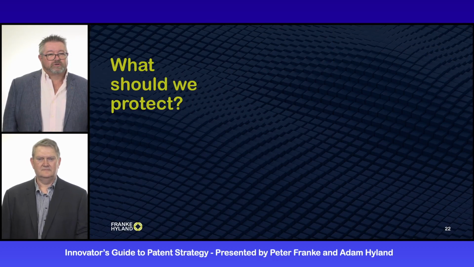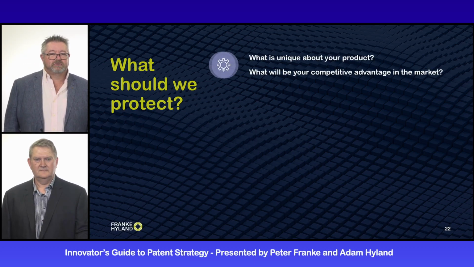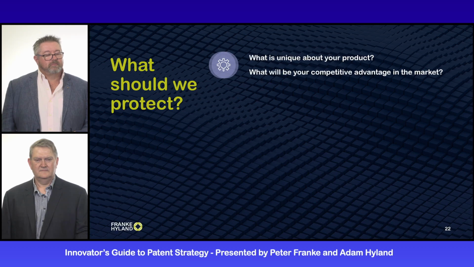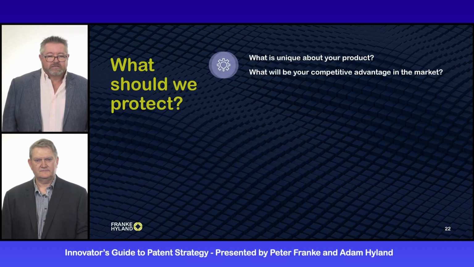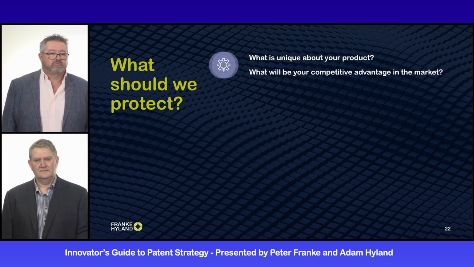Okay, what should we protect? There are different ways to skin a cat, I suppose. What it comes down to is what's unique about the product. What's the competitive advantage in this technology? Those are the things that we need to zero in on and protect. So sometimes products have a number of aspects, but it's only the ones that are actually going to cause your customers to buy your product and not somebody else's that are really important to be protecting.